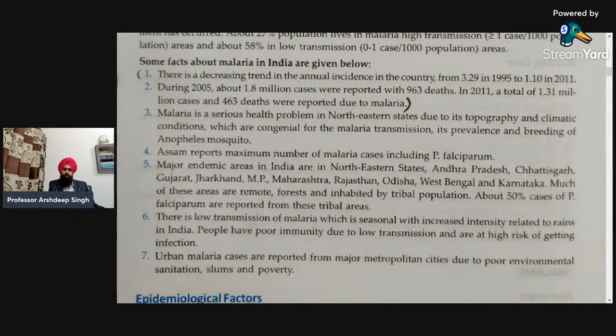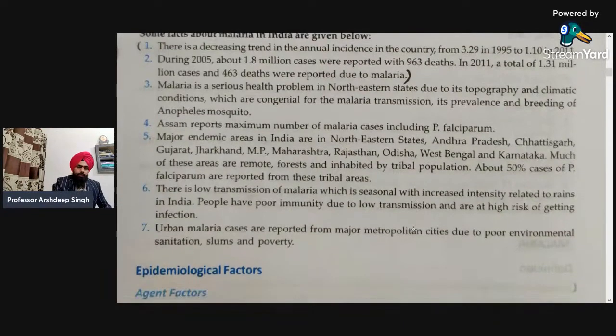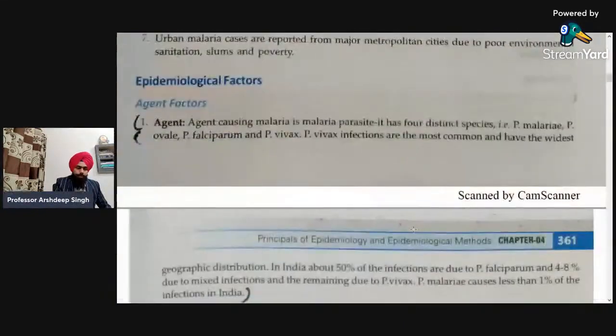Next, urban malaria cases are reported from major metropolitan cities due to poor environmental sanitation, slums, and poverty. In the major cities in India, a number of cases are reported because there are some areas in these metro cities in which there is overpopulation and the presence of slums and poverty. So this is also the reason why these cases are high in the metropolitan cities.